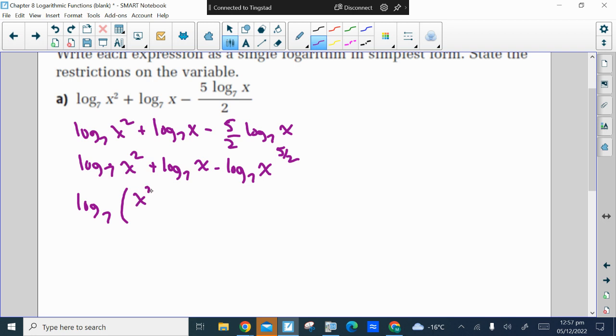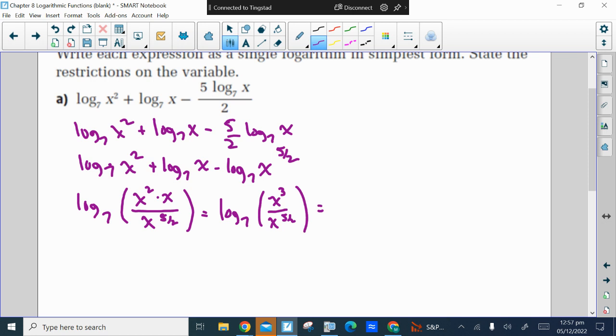So on top, you're going to have x squared times x over x to the 5/2. So it's x cubed on top over x to the 5/2 on the bottom. And when we divide powers, we subtract the exponents. So to subtract those, I need a common denominator. I would write 3 as 6/2. 6/2 minus 5/2 is 1/2.